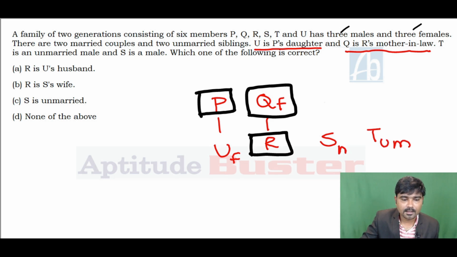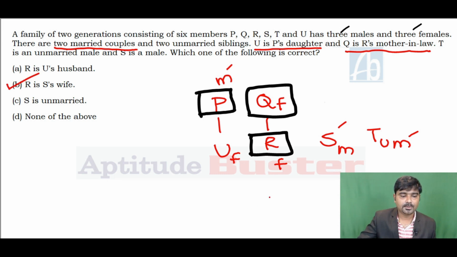S is male. It is given there are two married couples. Once Q is female, then P should be male. Already we have 1, 2, 3 male members, right? Then R should be female. Once R is female, then R is the wife of S. So these two are one more pair. The answer for this question is answer choice B.